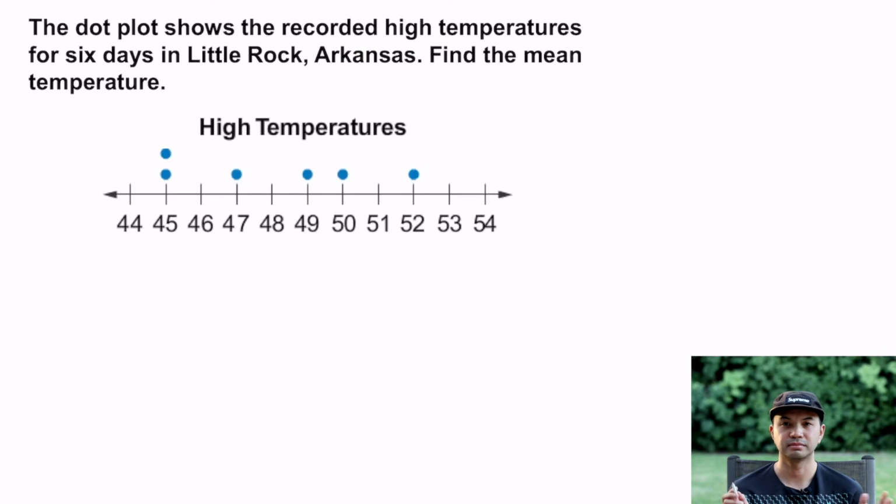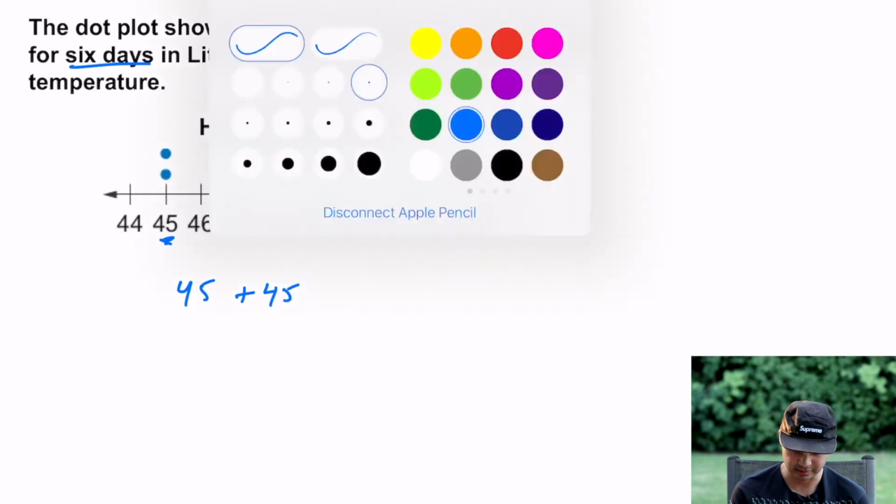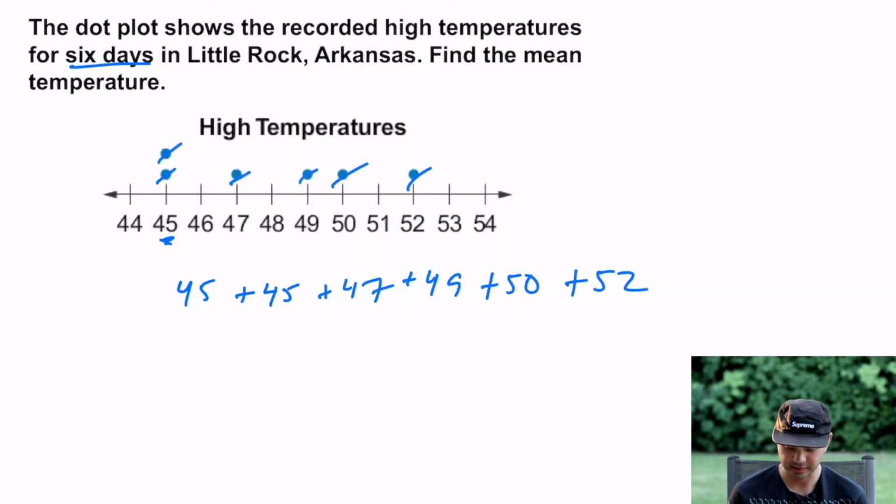Okay, so here's an example with a dot plot. It shows recorded high temperatures for 6 days in Little Rock, Arkansas. Find the mean temperature. So we're at 6 days, mean. If you forgot how to read a dot plot, every dot that you see means this temperature showed up once. So this would be 45, and if you're adding it, plus 45. Okay, you add all those up, and you divide it by how many there are, which is 6.